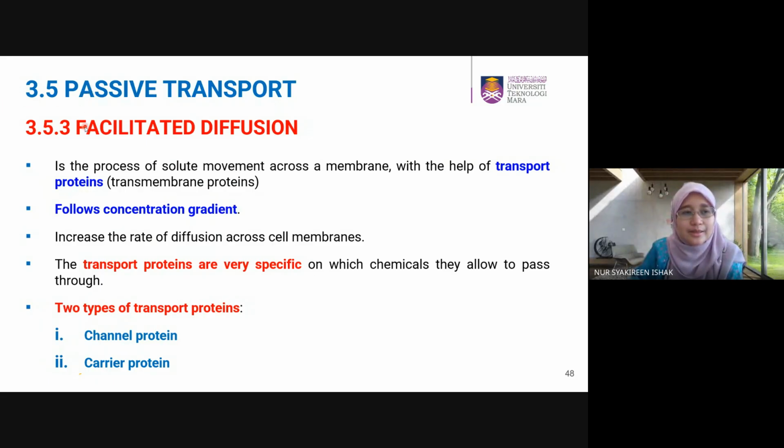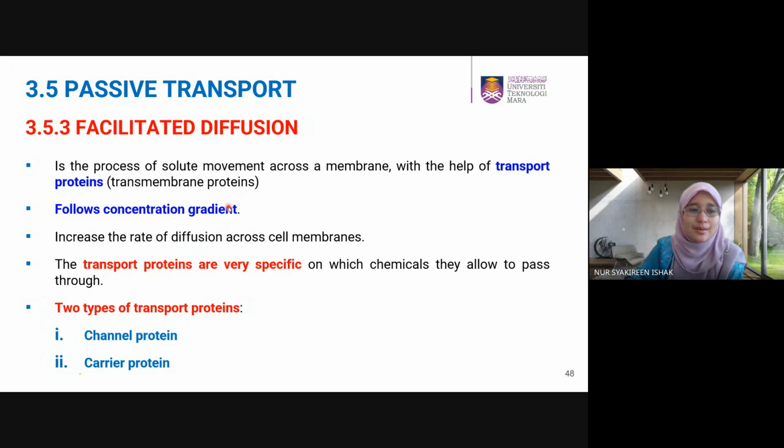we are going to look at the third type of passive transport. We have facilitated diffusion. Okay. So it is a process of solute movement across the membrane with the help of transport protein. Okay. So the movement of solute across the membrane requires transport protein, either channel protein or carrier protein. So the movement of this solute through the transport protein follows concentration gradient. What does follows concentration gradient mean? You can use these three terms: follows concentration gradient, down concentration gradient, or from high concentration of solute to low concentration of solute, the same thing.